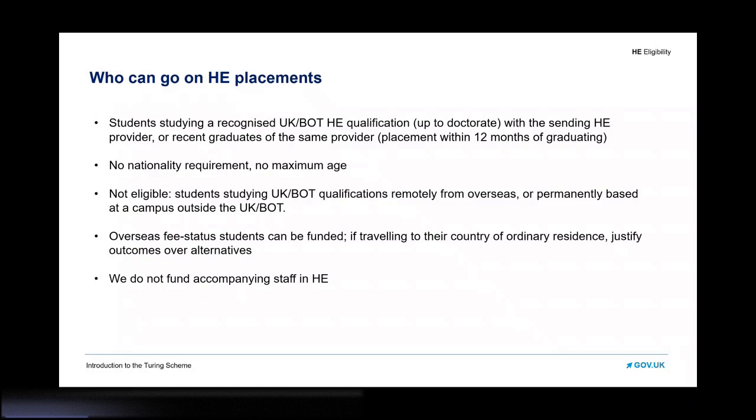Students with overseas fee status can be funded. Where a student proposes a placement in their country of ordinary residence, providers should justify the outcomes of the placement over alternative destinations. Please note that accompanying staff are not funded in higher education.